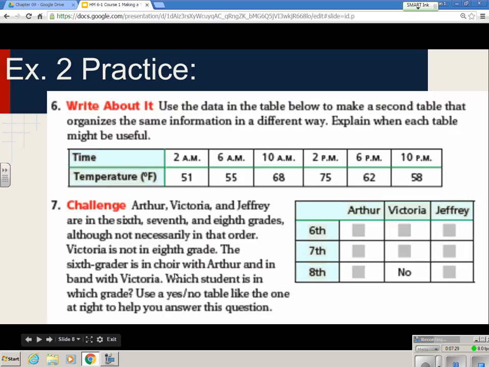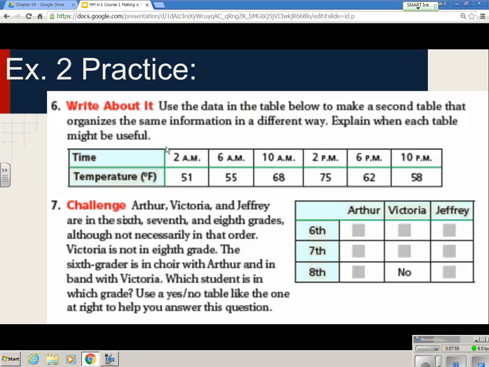All right, so here's what I want you to do. I want you to do these two problems. You're going to look at them, and you're going to answer them. So for number 6, you have the table already there. You have to organize the information in a different way than what they have here. So see if you can figure out how to organize it a different way, and then explain when each table may be useful to you. So find a different way that you would organize it. When you come back, I'll tell you what you could have done.